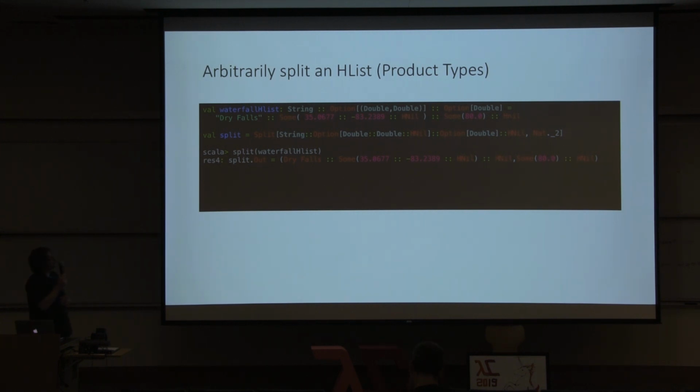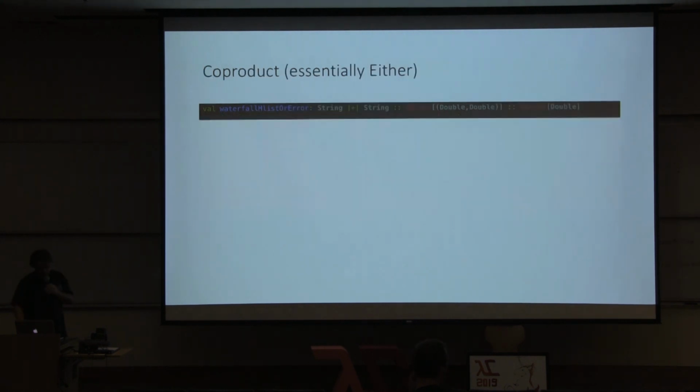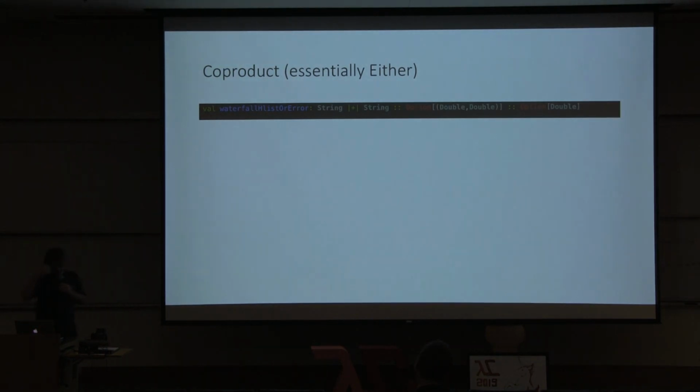So here we have a split. We have our data type, and then we're splitting on the 2, because of the natural number 2 at the very end there, and it creates a function from our HList to a tuple of HLists, and we can call split, and it splits it up for us. And so that's going to be important for our interpreters for HList.